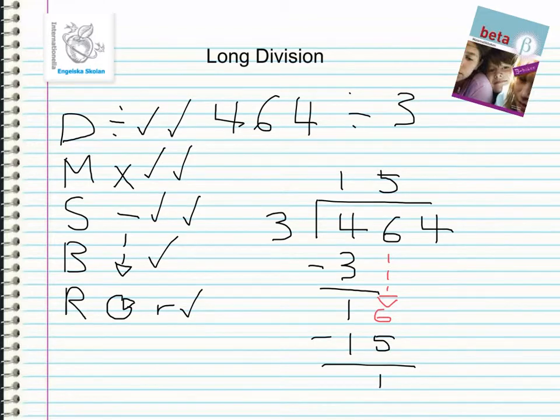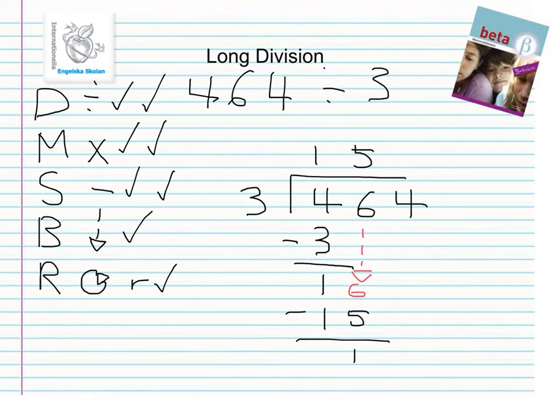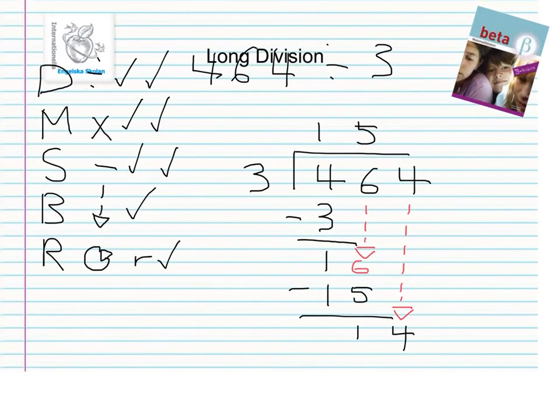Just going to move ourselves up a little bit so we've got a bit more space now. So 1. We've done our subtraction. The next step is, of course, the B, bring down. So let's bring down the next number, which in our case is a 4. If I bring down the 4, it makes a new number for us of 14. We're still not at the end of the number, so now we're going to repeat.